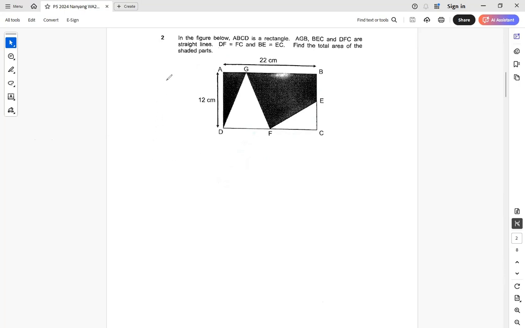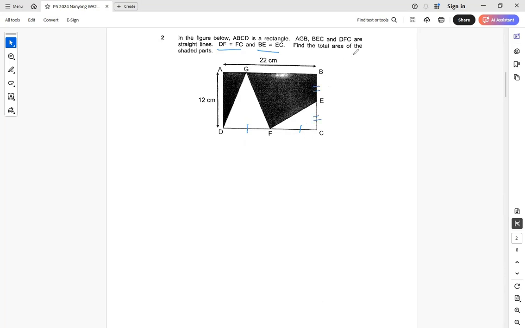Okay, question 2. In the figure below, ABCD is a rectangle. AGB, BEC, and DFC are straight lines. DF equals FC and BE equals EC. Find the total area of the shaded parts. Okay, so this whole thing is a rectangle. They tell us that DF equals FC. So DF is over here, FC is over here. They're equal, so let me draw these two strokes here to represent they're equal. Next, they also tell us that BE equals EC. So these two are equal. I'll draw a double stroke to represent they are equal.